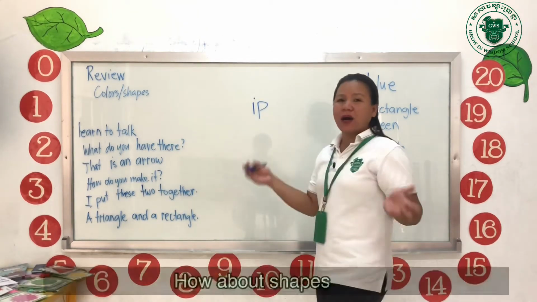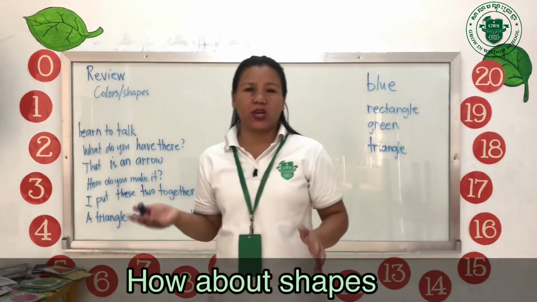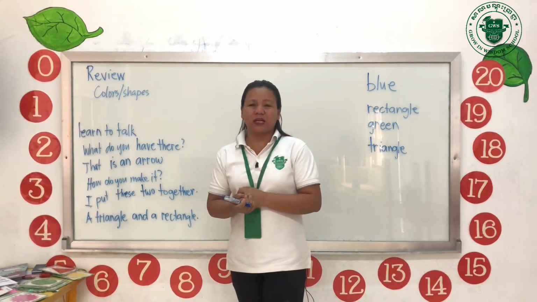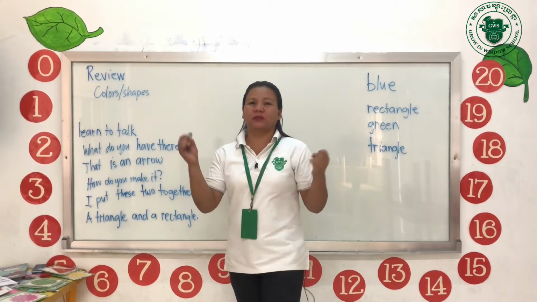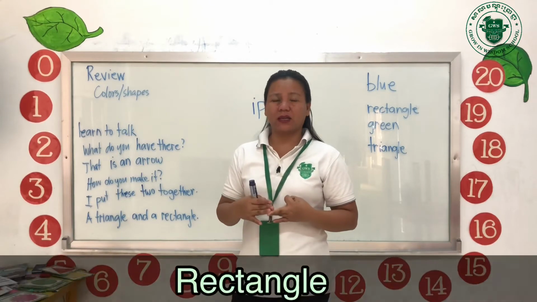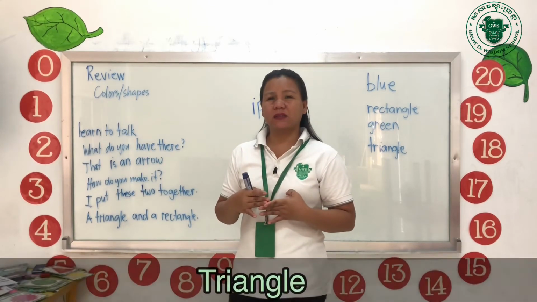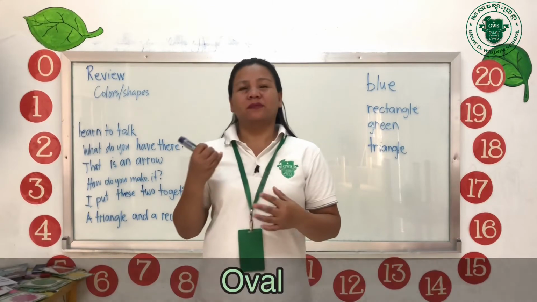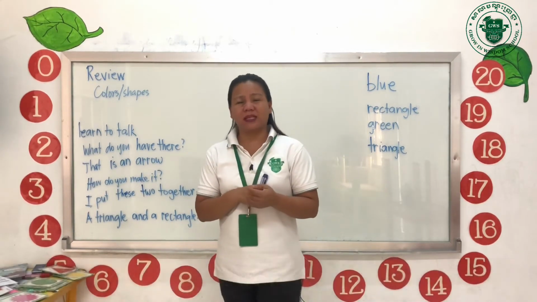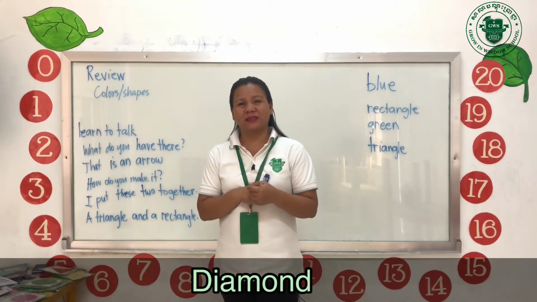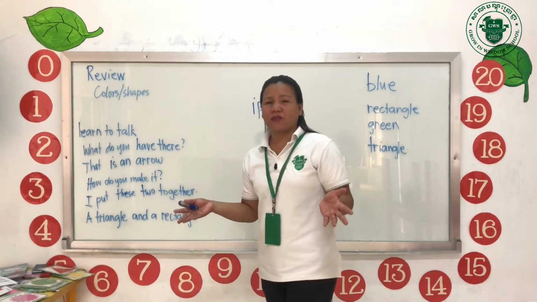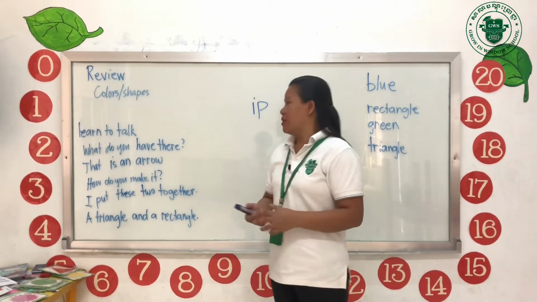Okay, how about shapes? Do you know shapes? Give me some shapes that you know. Okay, circle, square, rectangle, triangle, oval, heart, stars, diamond, and crescent. But there are so many different shapes.